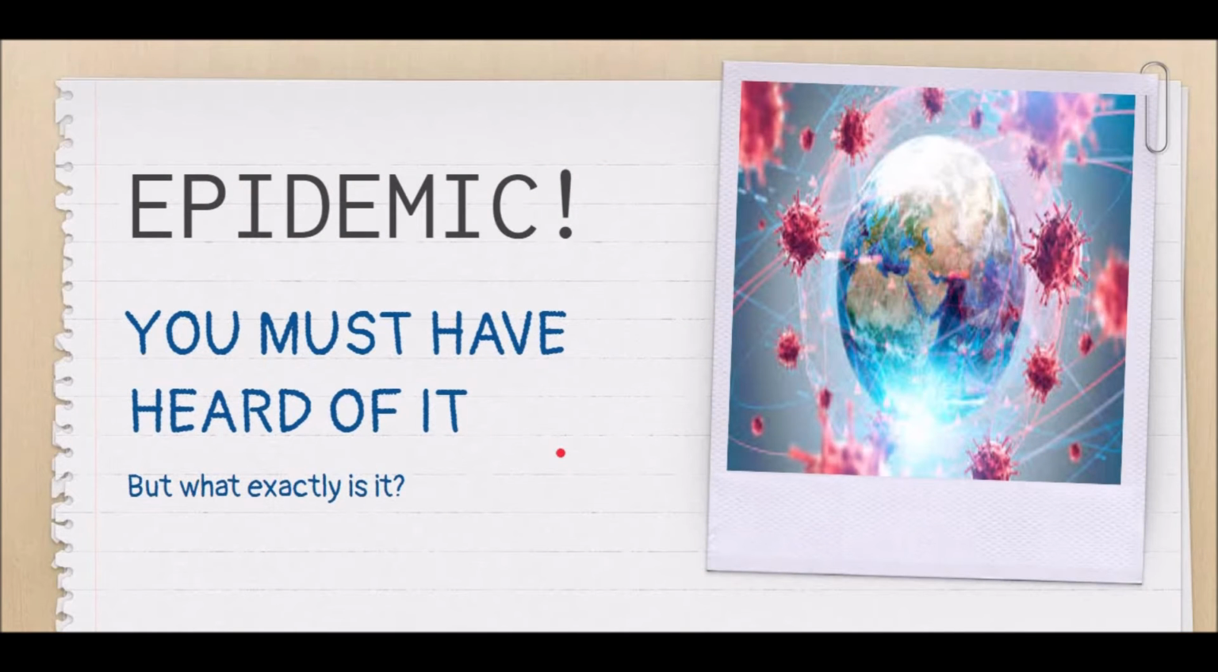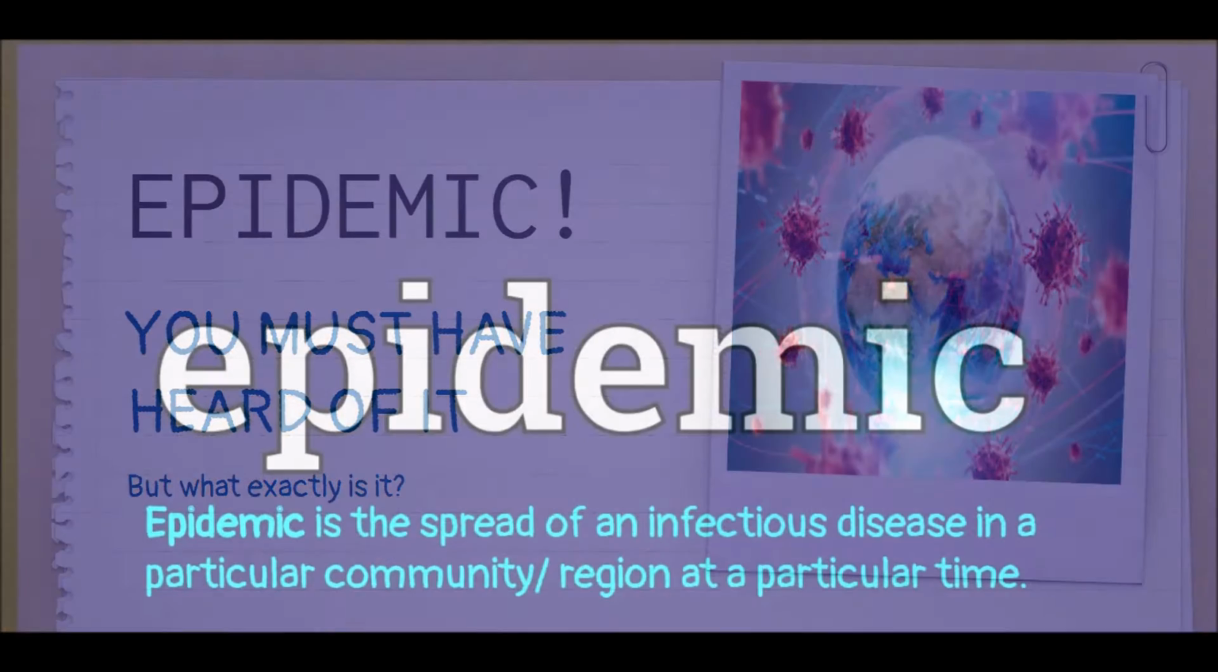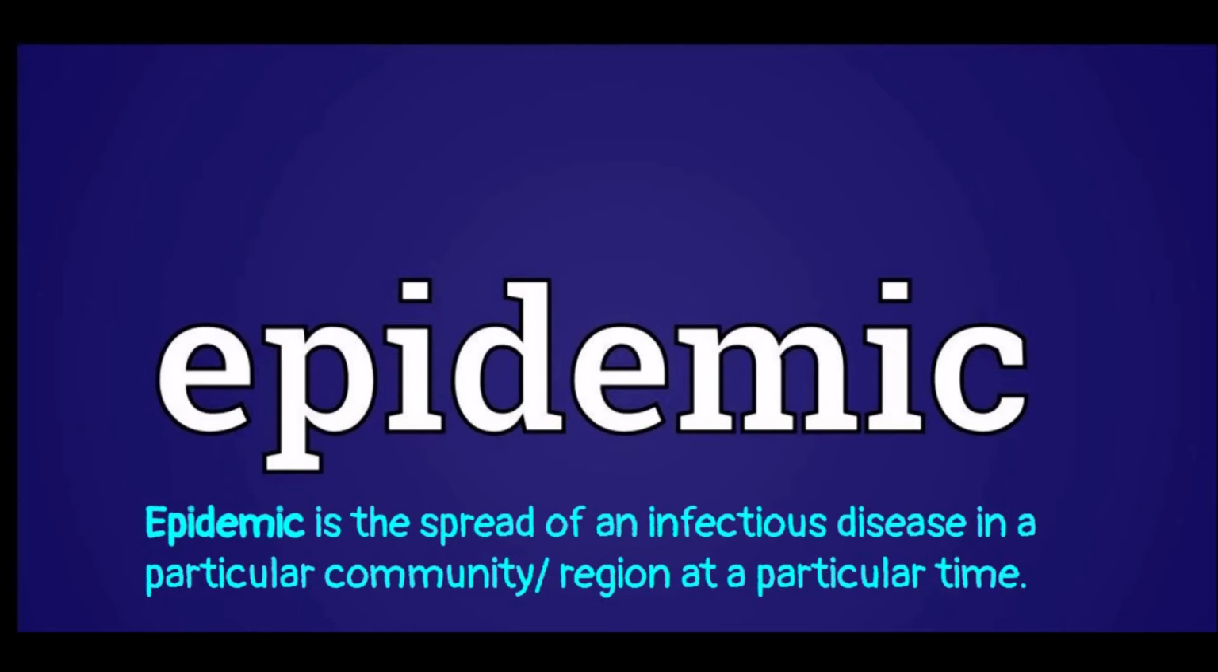So as you can see, there's a word called epidemic. You must have heard of it. Yes, you're right. Epidemic is the spread of an infectious disease in a particular community or region at a particular time. So it's basically when a virus or a disease spreads in a particular community or region, not actually a whole country or to the whole world, to a specific region, then it's called an epidemic.